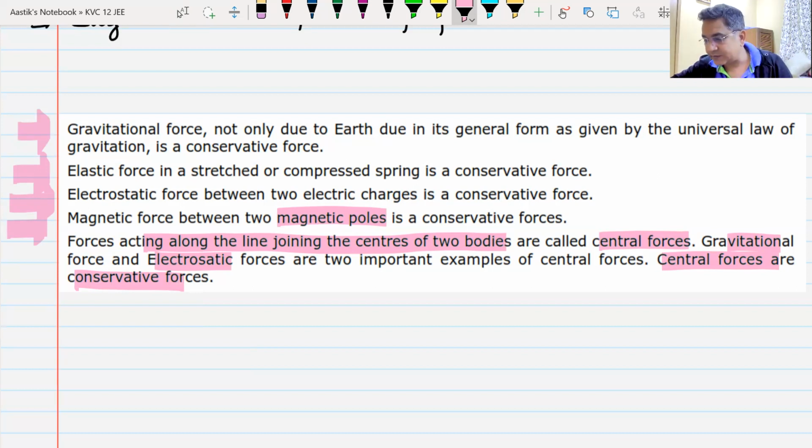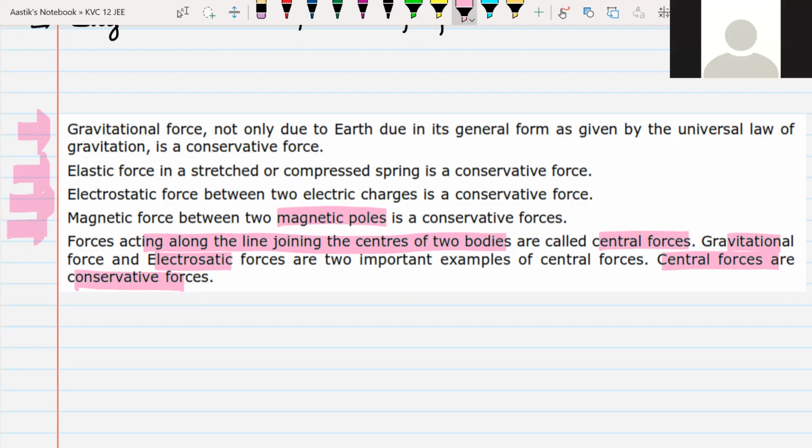Central forces are conservative forces. Central forces are those forces which act along the line joining the two bodies. Remember this, because in an exam, they can just use the term central forces. These two are central forces, find out this, find out that. Remember, central forces are conservative forces. Note it down fast. Just note down the highlighted points in your language, nothing else we need.